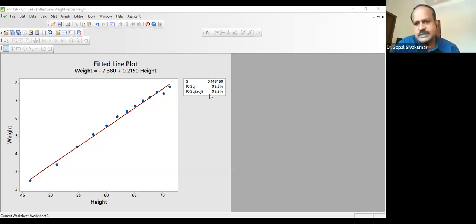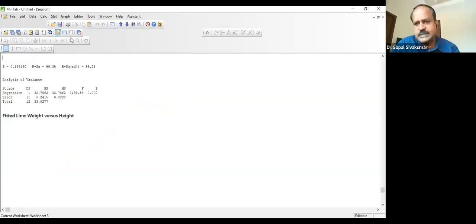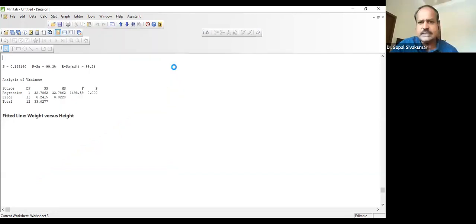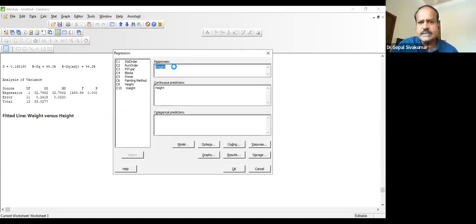So now going to the session window. Okay, let me go in this manner. Stat, Regression. There is one more option, Fit Regression Model. In Response, you choose weight. In the Continuous predictor, you choose height, and Model.